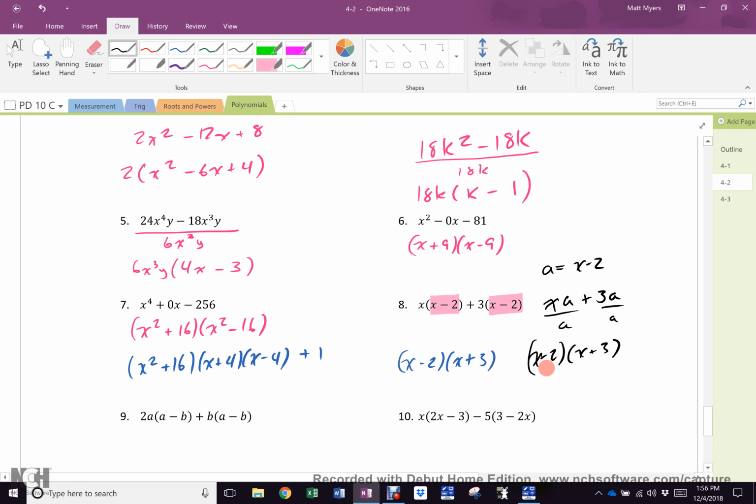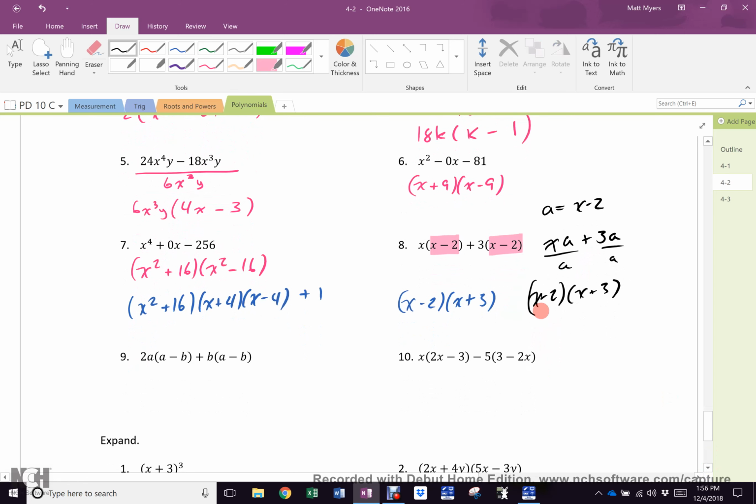So this A becomes x minus 2. Okay? Now, does that nice trick apply here? Yes, it does. 2A plus B times A minus B. Right?